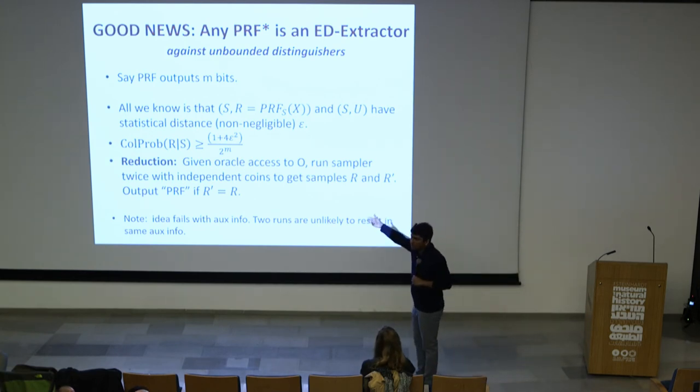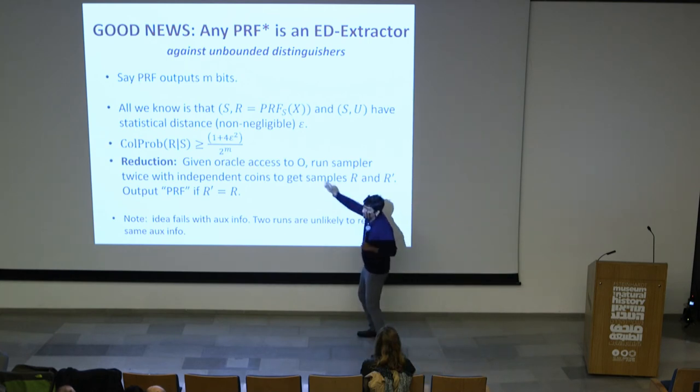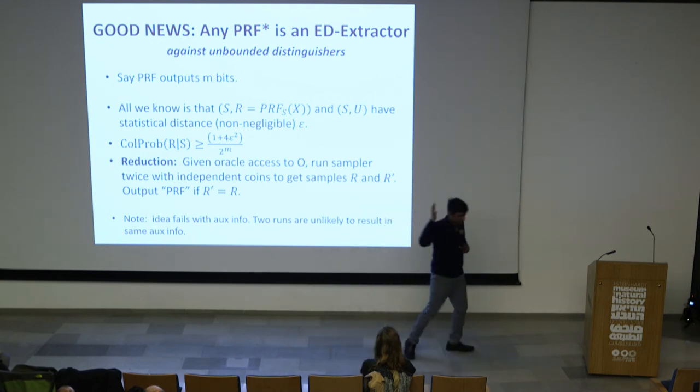So what is the reduction here? I run the source twice with independent randomness, so I get an X and X prime with the same seed because I use the same oracle, right? Now all I need to translate from statistical to computational is the R, which is a bounded number of bits, like one bit or m bits. But with auxiliary information, the size of the auxiliary information could be unbounded, and two runs of this source will not produce the same auxiliary information. Right? Let me show you an impossibility, and then you can go back and think about it.